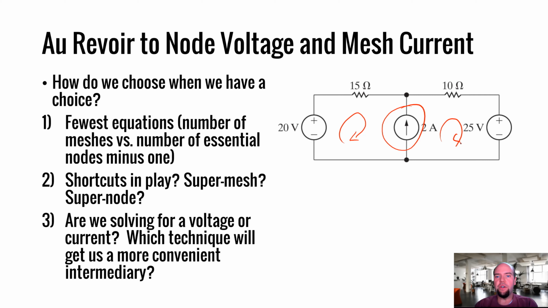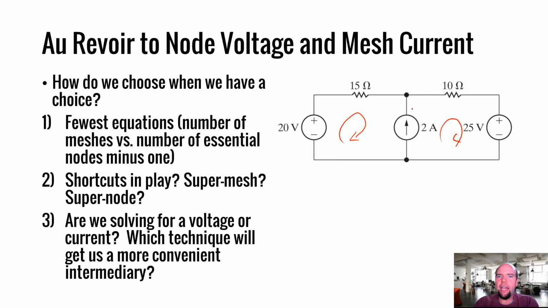There is. We could do a super mesh if we wanted to. So we do have a current supply between here. So, you know, really, if we did do mesh current, we could basically write it as one equation. Maybe it's not too bad. That's a point in favor of mesh current here. And then are we solving for a voltage or current?